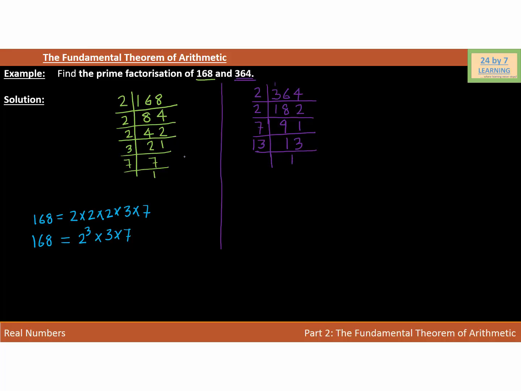Now let's write the factor of 364. So I will write 364 is equal to 2 times 2 times 7 times 13. And I got these numbers from here. So as you can see, 2 times 2, I have two 2's. So I can write 364 as 2 to the power 2 times 7 times 13. And this is the prime factorization of 364. And this is how we will find the prime factorization of any given numbers.